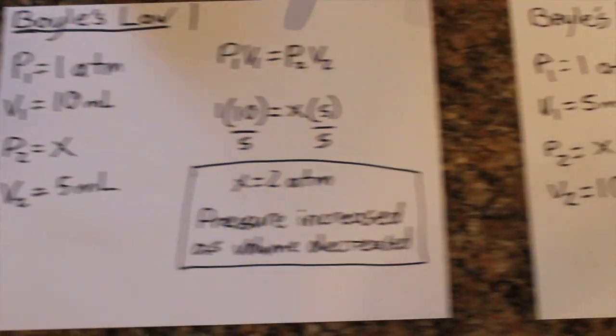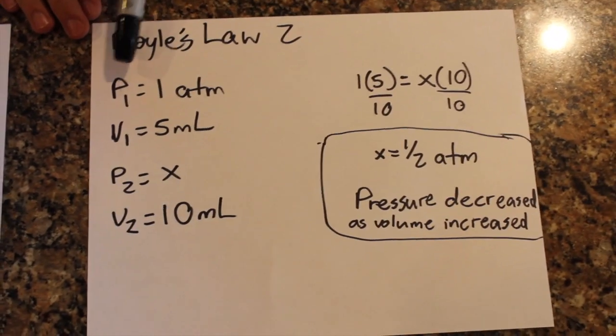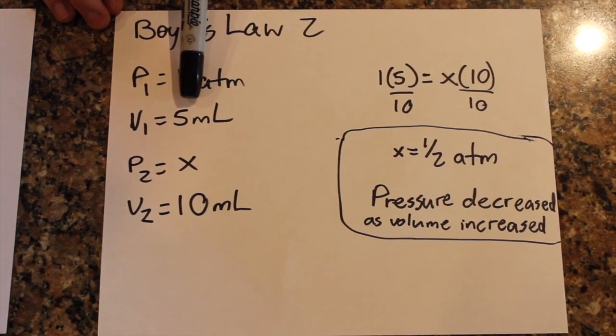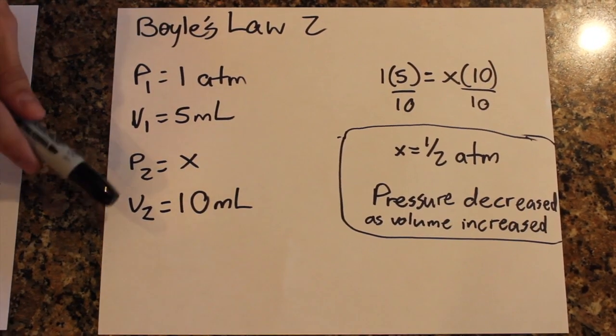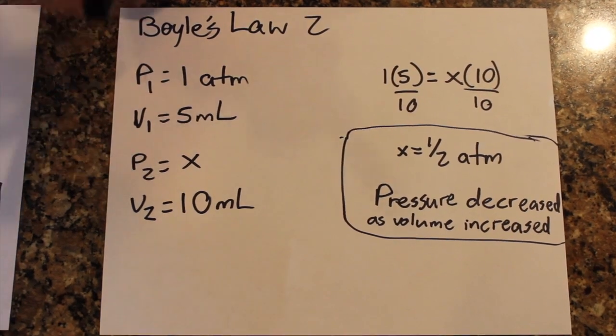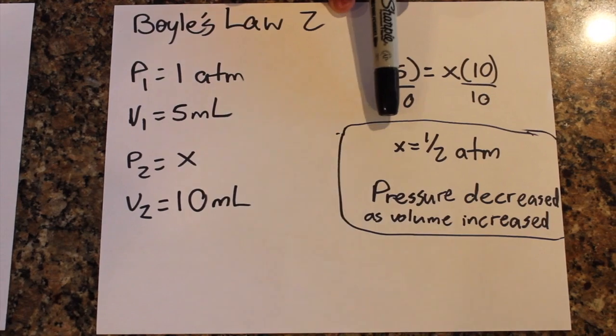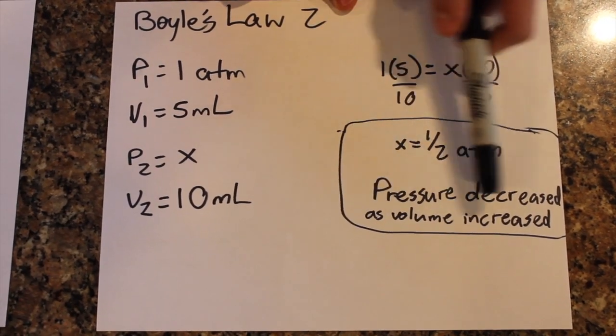And then in our second experiment, we started the pressure at 1 atm again, but this time we started at 5 milliliters and increased the volume to 10 milliliters. And using similar calculations, we discovered that pressure decreased as volume increased.